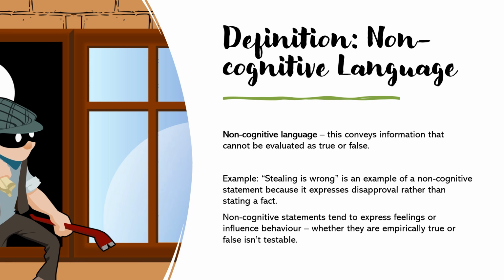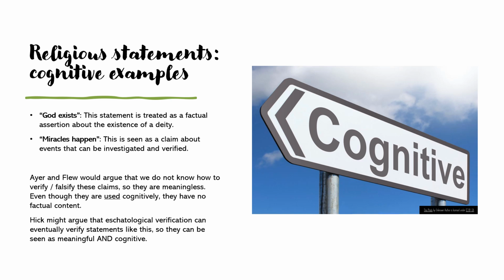Now, in our lives, we use both these kinds of language. We use cognitive language all the time, but we also use non-cognitive language all the time. It depends what we're trying to do and what we're trying to say. And this is where we get into it a little bit with religious language, because one of the big debates in this topic, and one of the ways that we can use the scholars we've studied, is to try and have this discussion about, is religious language cognitive or non-cognitive? So let's have a look at some examples.